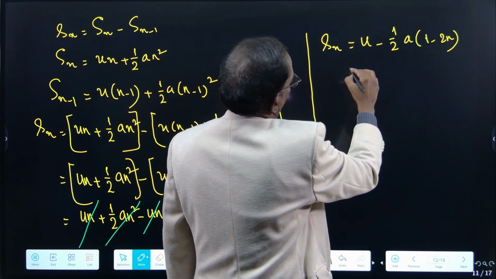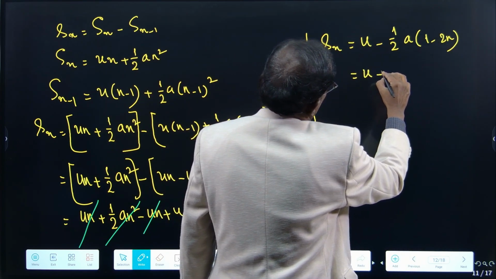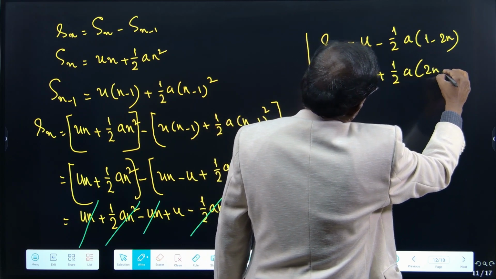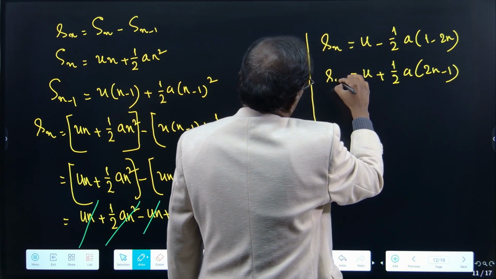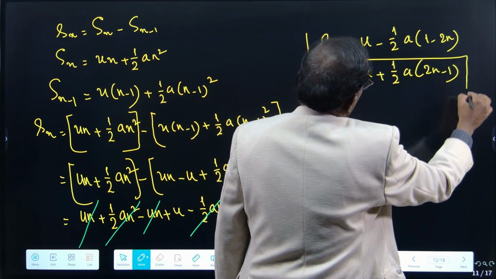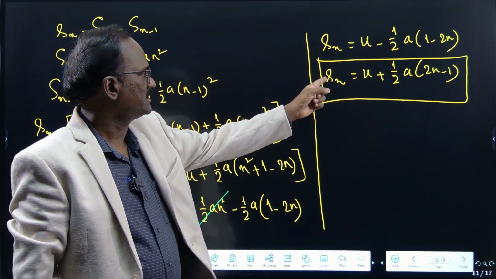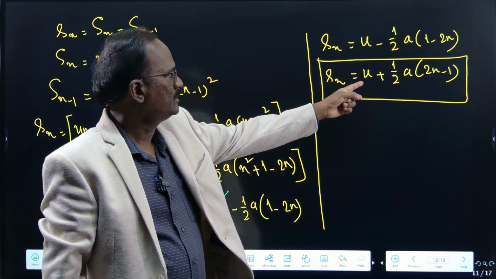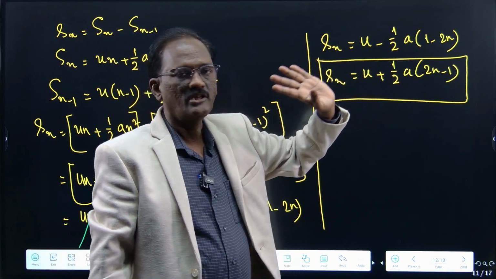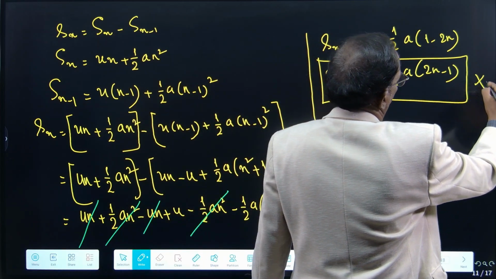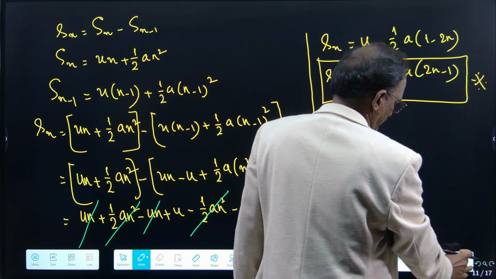So I want to make it as a plus half a, so this will be 2n minus 1. This is the formula we need. Distance traveled in the nth interval is equal to u plus half a of 2n minus 1. This is one important formula. Please remember this formula for solving the next few problems.